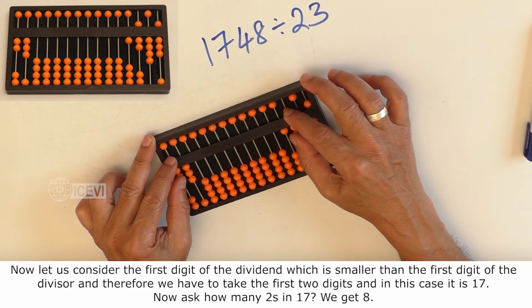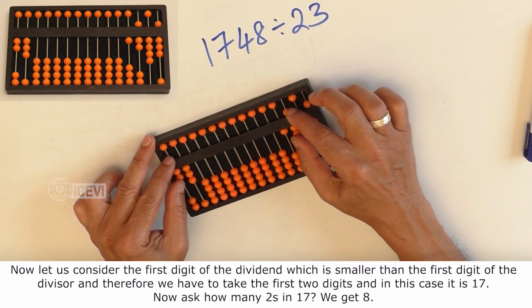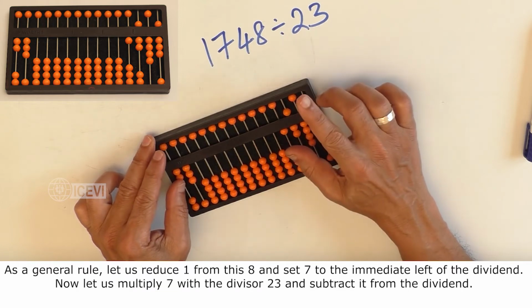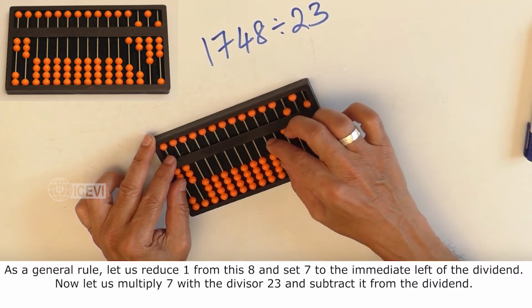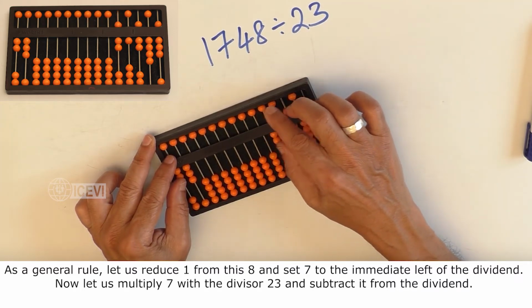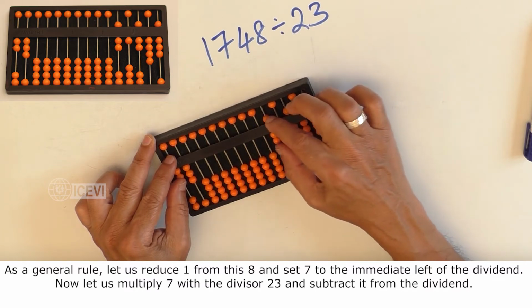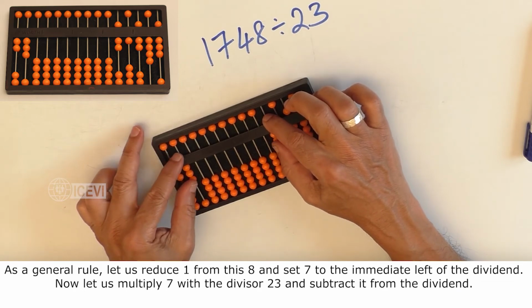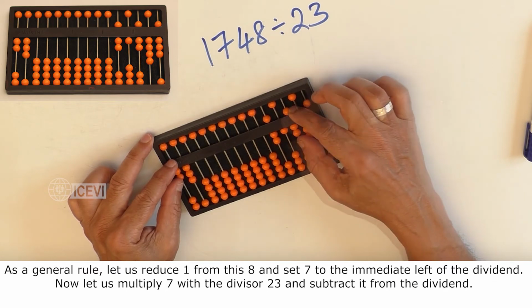Now ask how many 2's in 17? We get 8. As a general rule, reduce 1 from this 8 and set 7 to the immediate left of the dividend. Now let us multiply 7 with the divisor 23 and subtract it from the dividend.